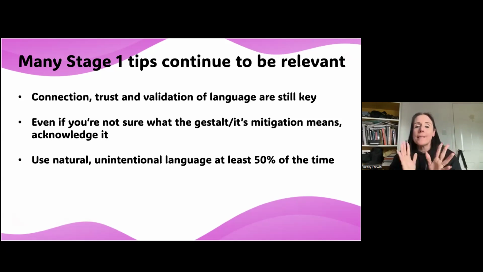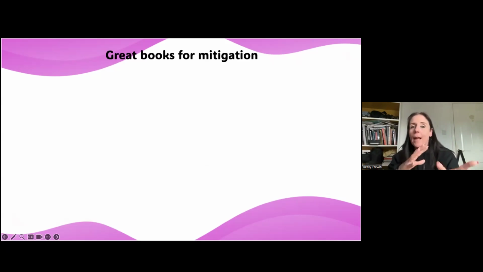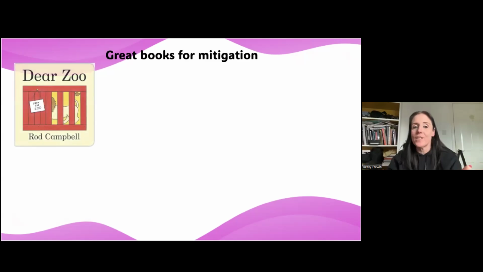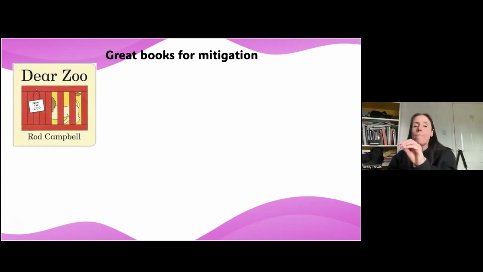I always say with natural language acquisition, the clue is in the name. Keep it natural, okay? But when you are thinking about ways that you can be intentional with your language, there are some fantastic books for mitigation. So what we're looking for is those books that do a bit of frame and slotting. So they keep the main kind of prose throughout, but change a different thing.